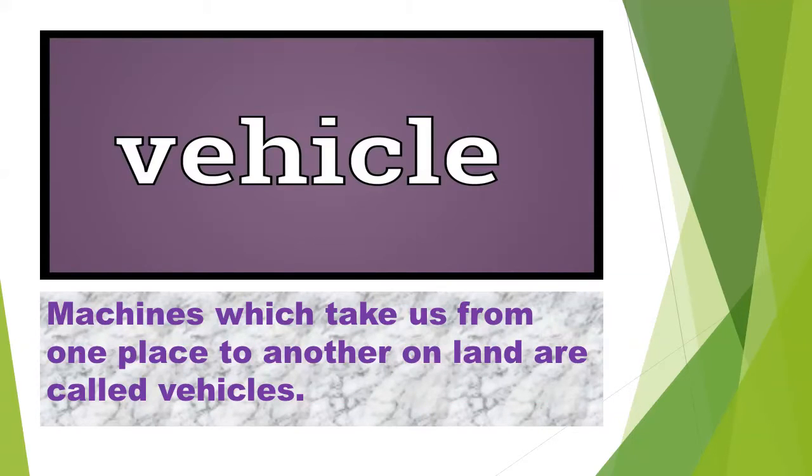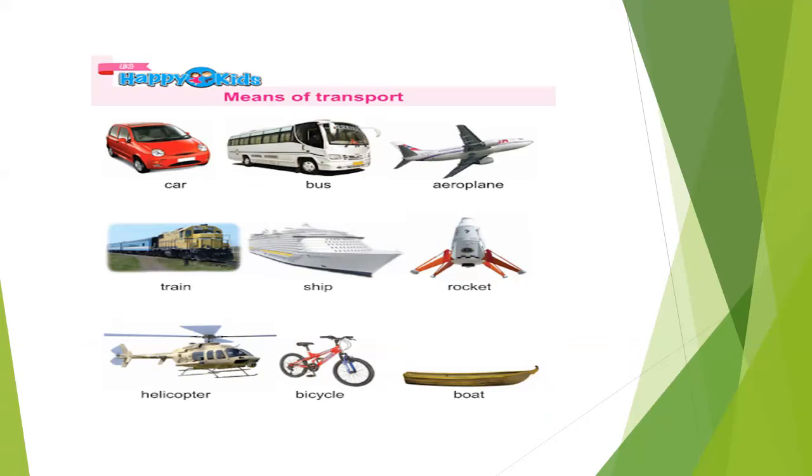Vehicles. What is meant by vehicles? Machines which take us from one place to another on land are called vehicles. Some vehicles are driven forward by engines. The engines run on petrol, diesel or CNG. Some vehicles can also run on electricity.